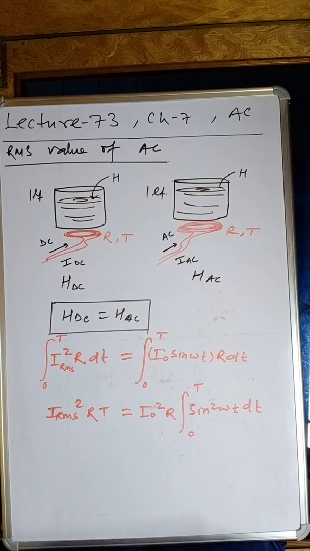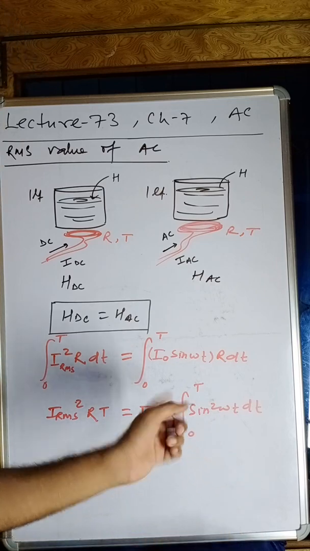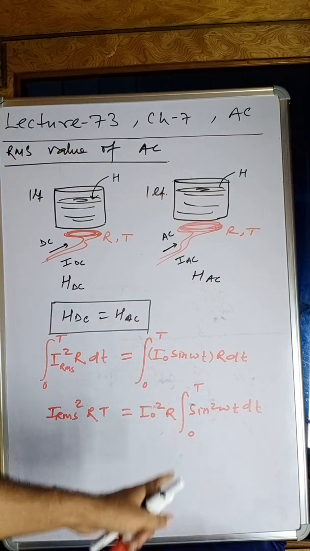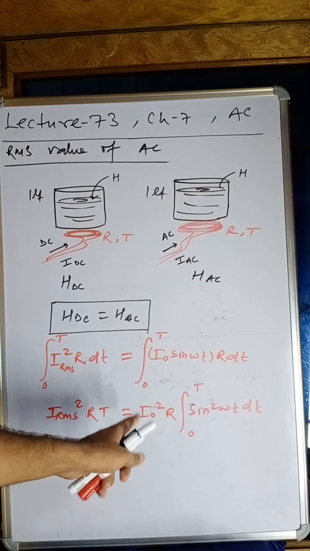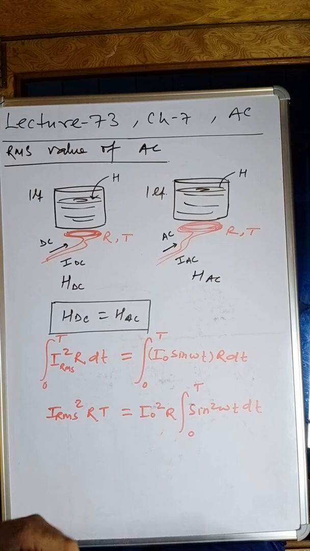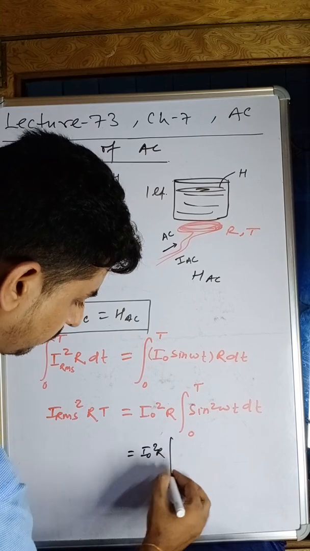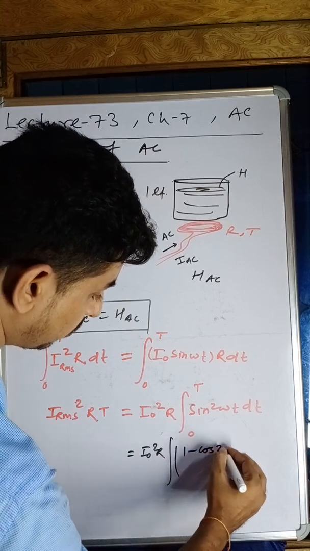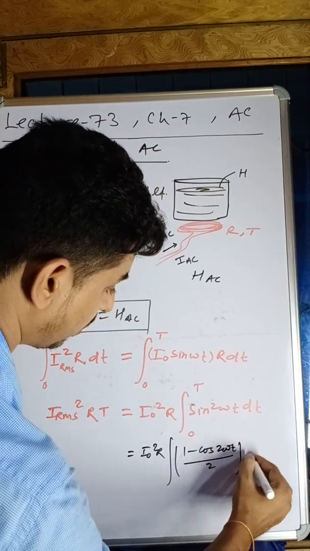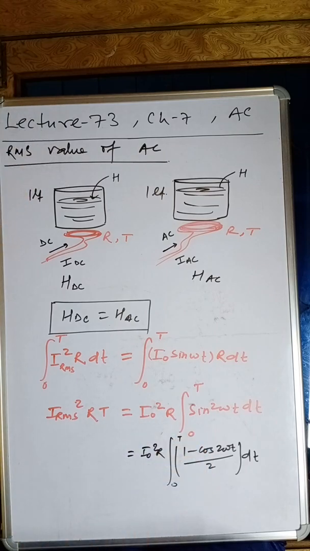Now could you find the value, my dear students? Could you integrate this one? You have been taught how to find the integration of this, but again I'm going to find it, although I have given you the concept. If you can solve it, then pause the video and try, my dear students. Here, I naught square R times 1 minus cos 2 omega t over 2 times dt from 0 to t for the full cycle.